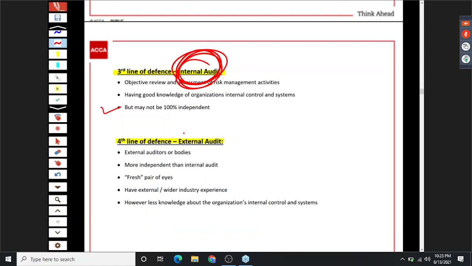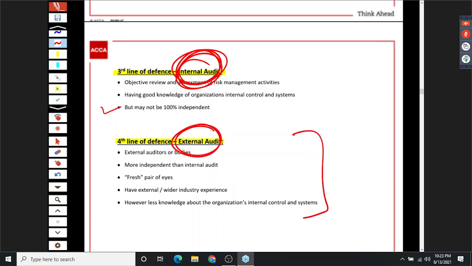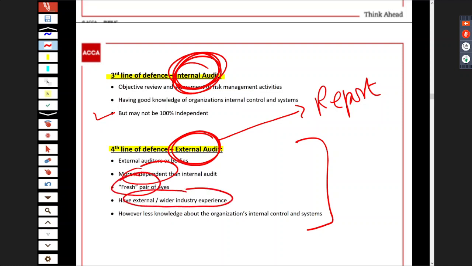So the fourth line of defense is external audit. They come and verify that everything is done. They also issue a report on internal controls to the board of directors. They are more independent, obviously, because they're outsiders. They are a fresh pair of eyes. They have wider industry experience, but they have lesser knowledge of the company's processes.